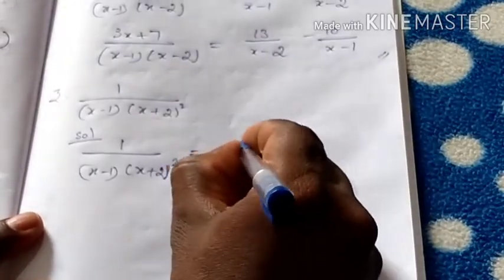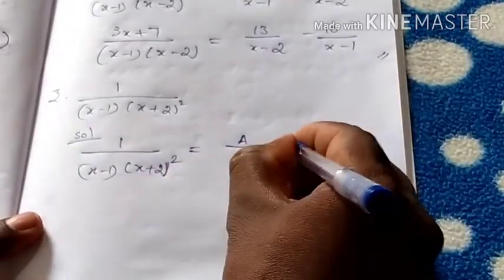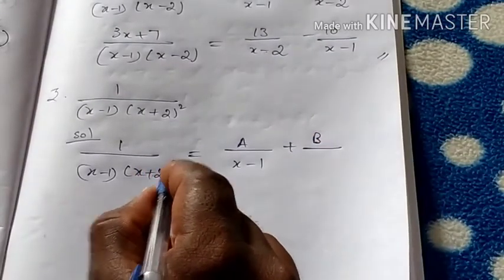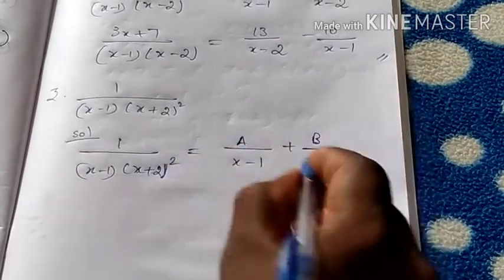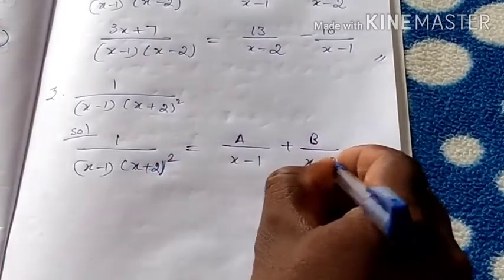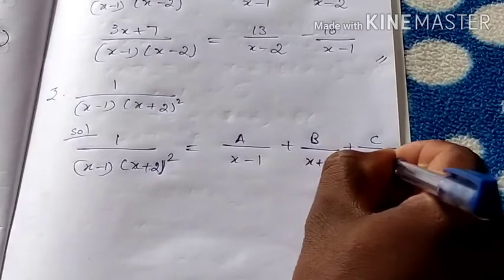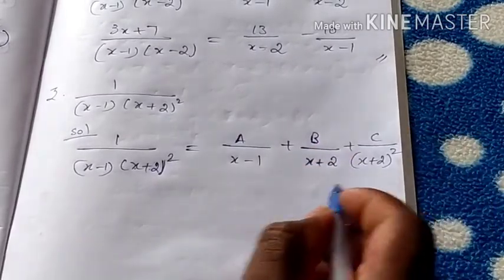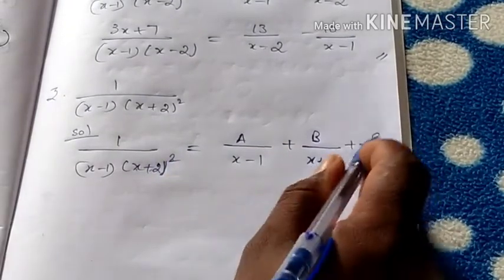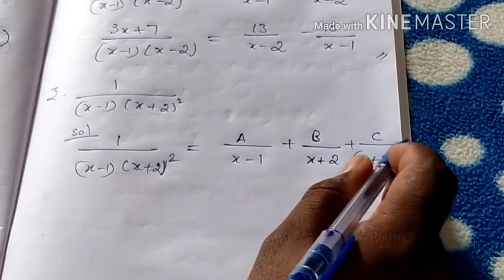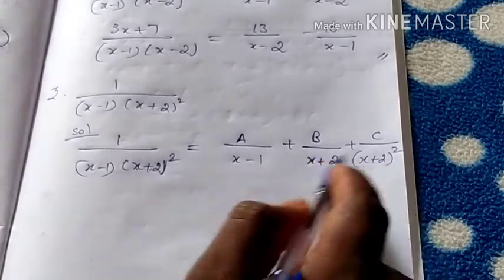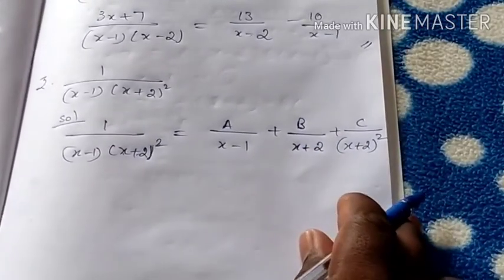a divided by x minus 1 plus b divided by, now we get the quadratic factor, that means (x plus 2) the whole square. So we only want to write the linear factors. So this can be, listen carefully, b divided by x plus 2 plus c divided by (x plus 2) the whole square. Suppose you have (x plus 2) the whole cube, it means b divided by x plus 2, c divided by (x plus 2) whole square, plus d divided by (x plus 2) whole cube. One by one we want to write. Have you understood this place? This is your first step.